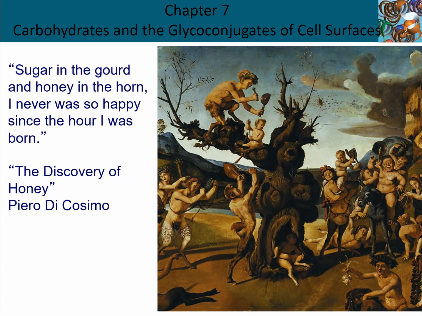Okay, so continuing on with our series of lectures, this is going to be carbohydrates and glycoconjugates of cell surfaces. So we're going to start with this fun little piece of work called The Discovery of Honey, and we're going to talk a lot more about carbohydrate metabolism next semester, but I think it's particularly relevant to just put to the forefront of our minds that mammals love sugars. For very, very good reasons.